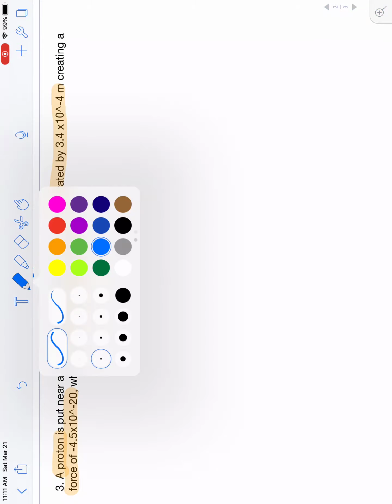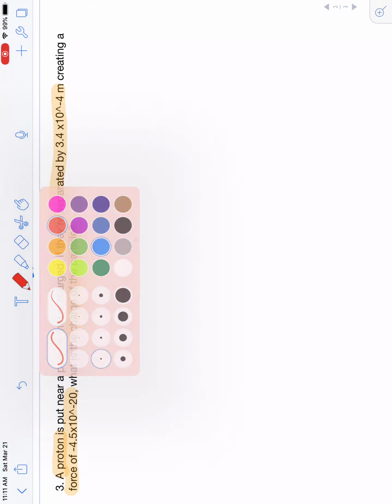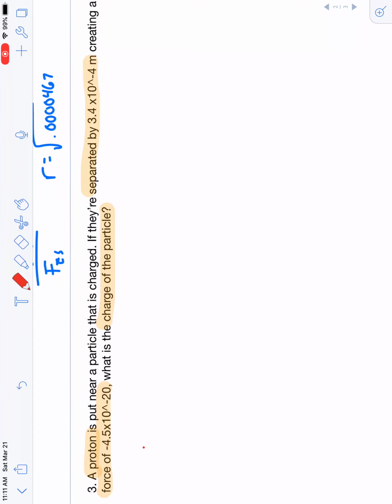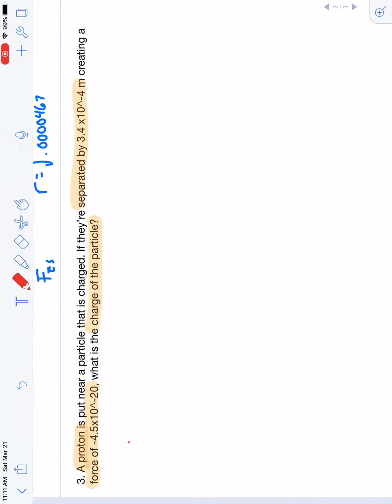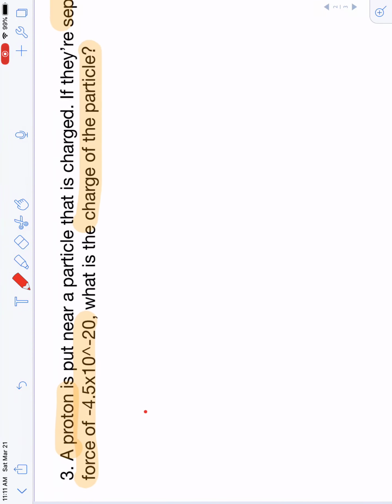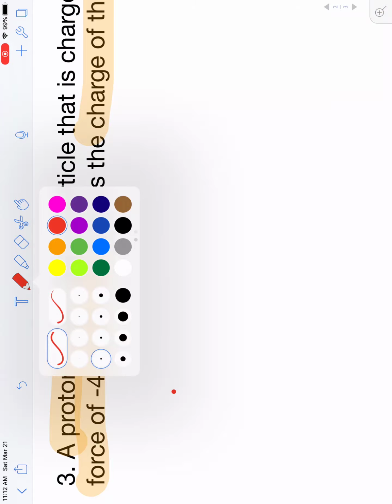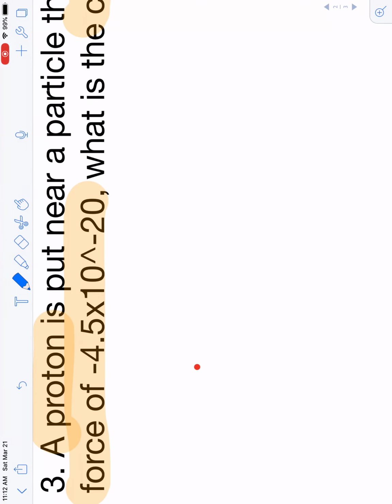So let's do a little drawing here. We're going to say the proton is red, because a proton is going to be positive. So you have a proton there, and it's a positive charge. They're separated by a certain distance, creating a force of negative 4.5 times 10 to the negative 20th power. Now, the force is negative, which means it has to be an attractive force. If there's a proton, the only thing that will attract to a proton is a negative charge.